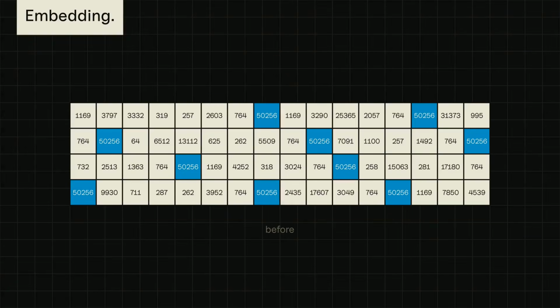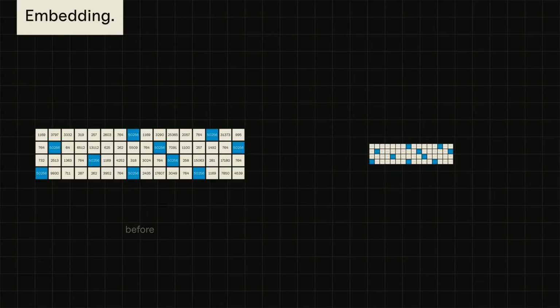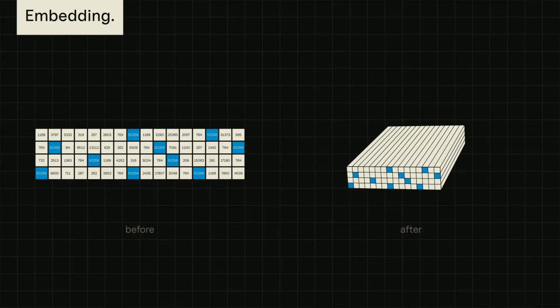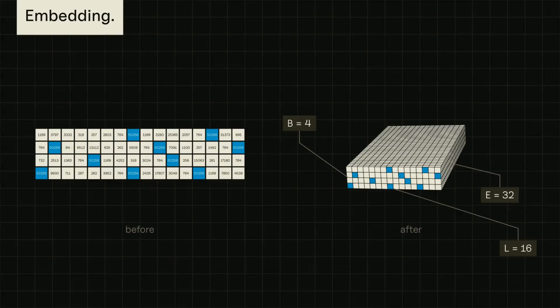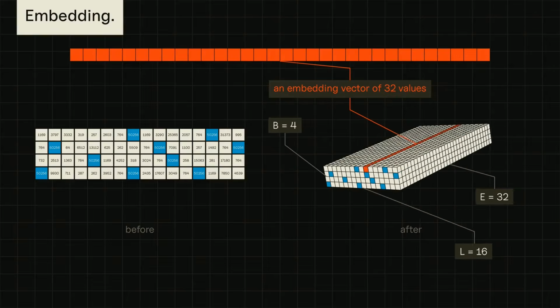Now, replacing these token IDs with their equivalent vectors from the embedding table transforms our b, l matrix into a tensor of dimensions b, l, e, where e is the embedding dimension, or the dimensions of the space from which we choose our embedding vectors.